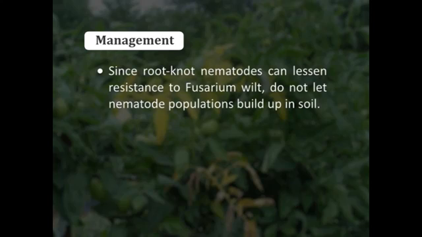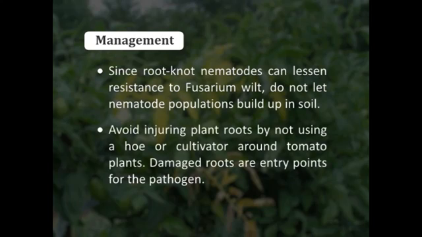Since root knot nematodes can lessen resistance to Fusarium wilt, do not let the nematode population build up in soil. Avoid injuring plants' roots by not using a hoe or cultivator around tomato plants. Damaged roots are entry points for the pathogen.